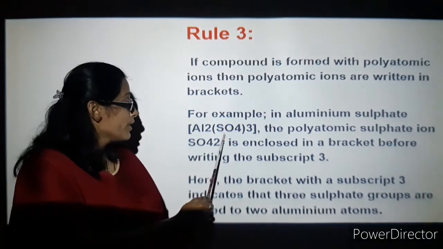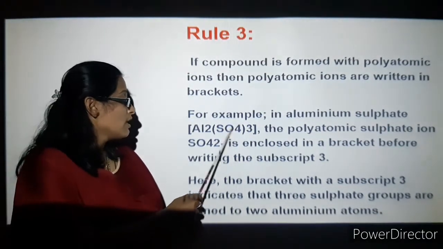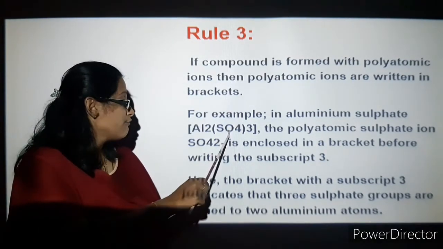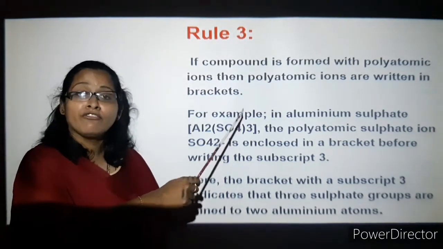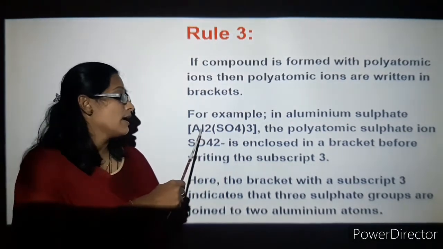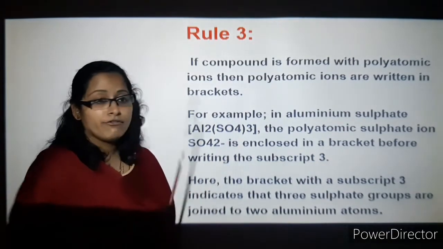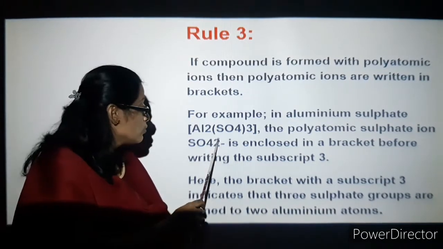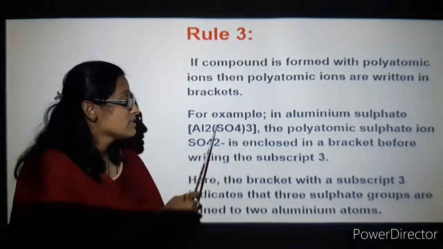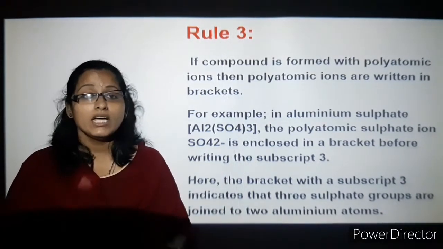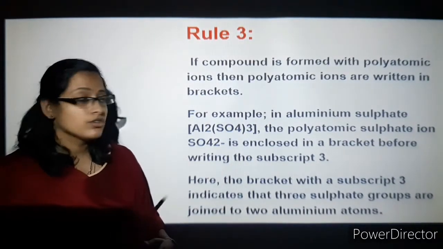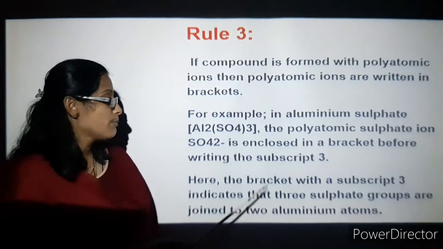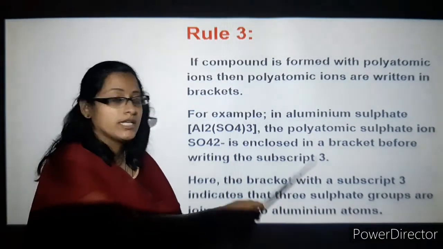But you are going to just keep in mind that you only cross the valencies of sulfate and aluminium. Sulfate's valency is 2, which you have crossed with aluminium, and aluminium's is 3, which you have crossed with sulfate. But sulfate is a group of atoms together. So what you will do is put a bracket around this sulfate to represent it as polyatomic. Hope you have understood this. So SO4 2 minus is enclosed in a bracket before writing the subscript 3.